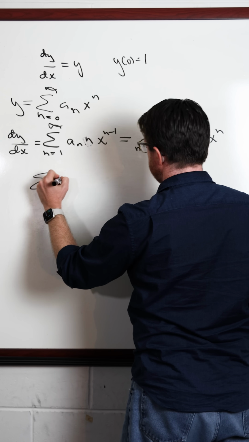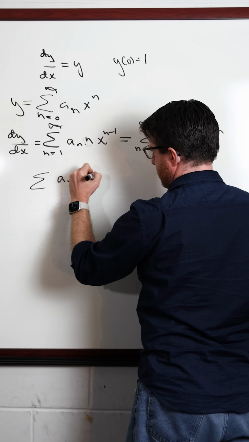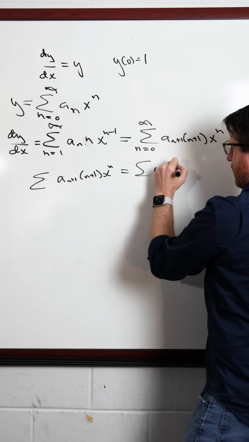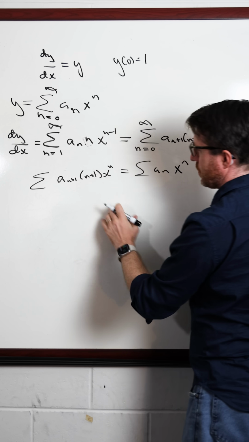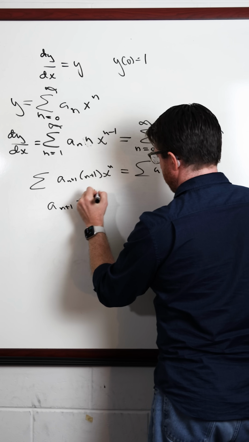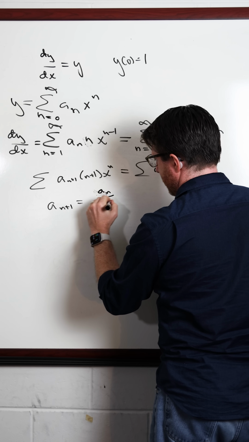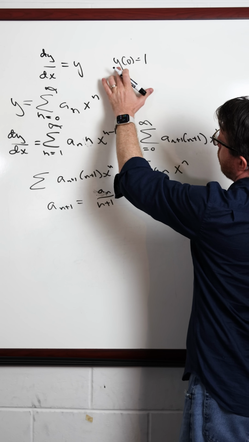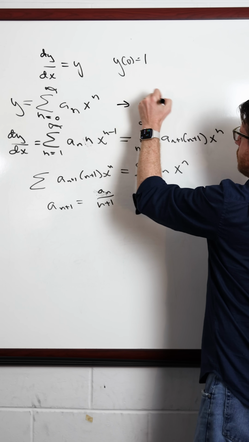So that tells me that a n plus 1 times n plus 1 times x to the n should be equal to the sum of a n times x to the n. And so we get this nice recursion. And so then that means that a n plus 1 should be equal to a n divided by n plus 1. a 0 is 1 because if we put 0 in for x, y of 0 is equal to 1.